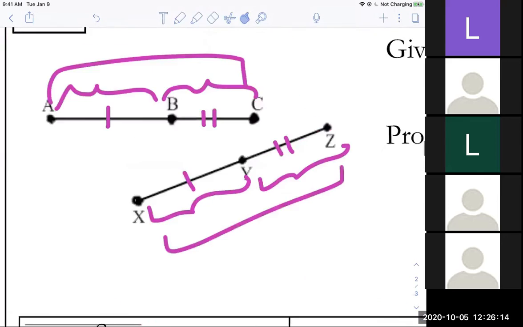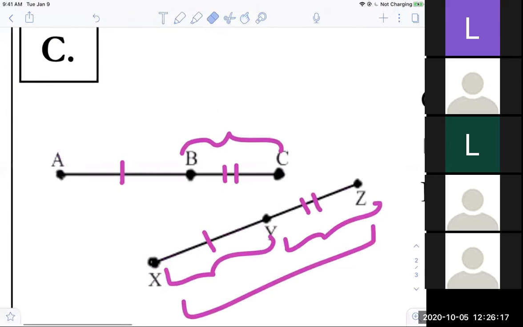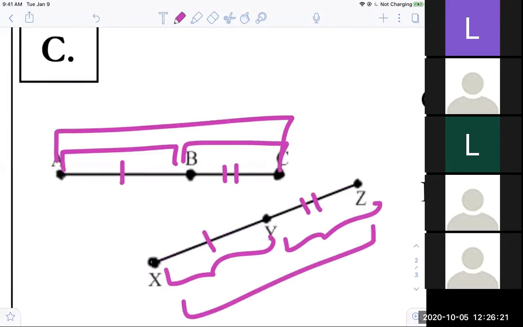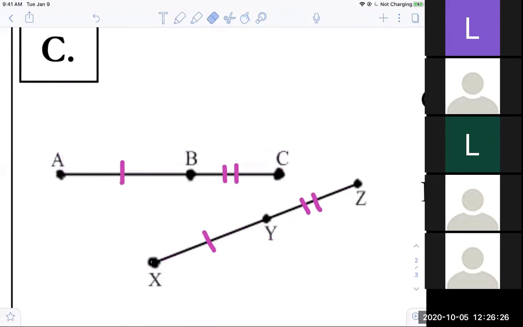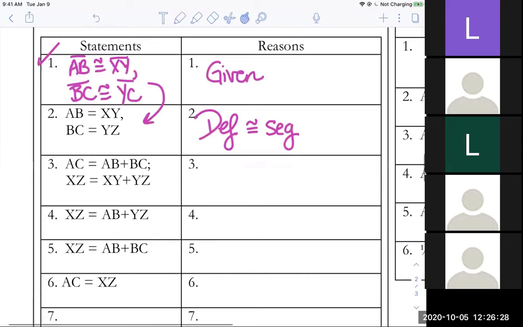Look at the picture. Tell me, when you look at the picture and say this plus this is the whole thing, what is that? Angle addition postulate. But they're not angles there. Oh, segment addition postulate. Right.